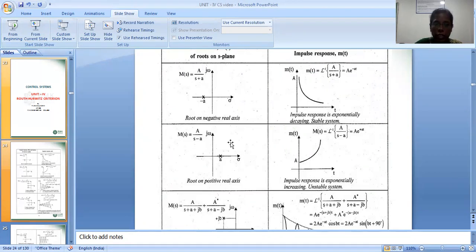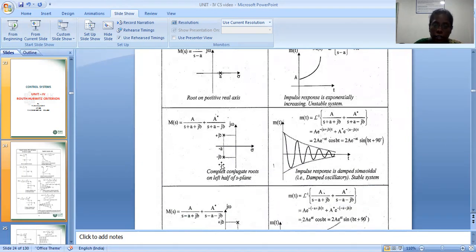Whereas in case of the second factor, where my root is lying on the right half of the S-plane, the root is lying on the RHS of the S-plane. In that case, the impulse response is exponentially increasing, which means that the system becomes unstable, as it keeps on exponentially increasing and moves towards infinity. Therefore, we can say that the system is unstable.